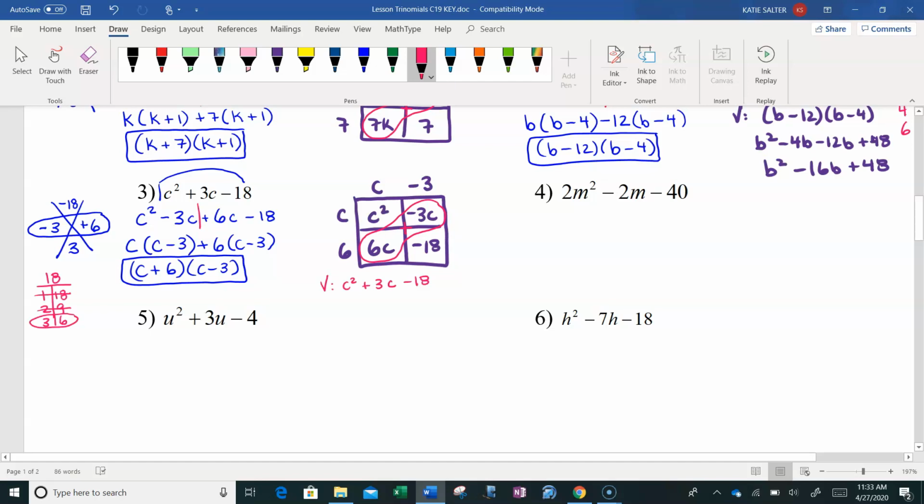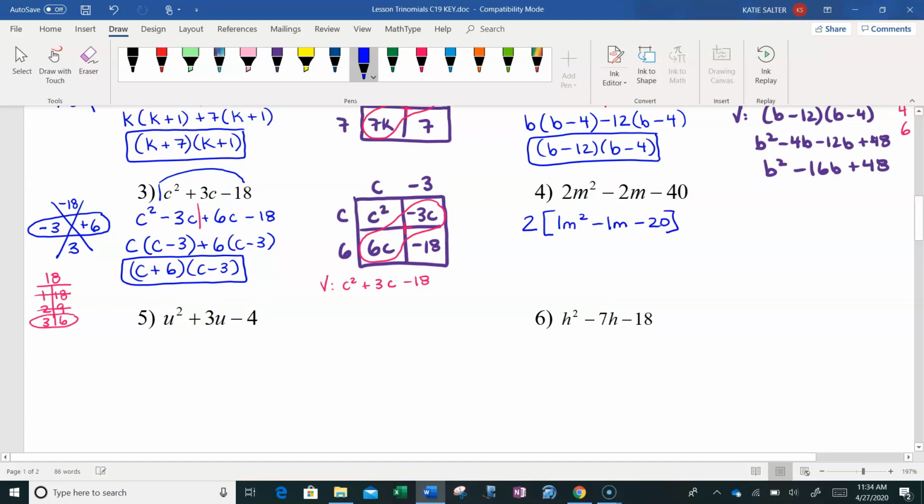Remember, the first step is we always want to check and see if we have a greatest common factor. It's easy to forget to do that because not all of them have them. But if you look at this one, do y'all notice how we have 2m squared minus 2m minus 40? All of those terms have 2 in common. So the very first step is to factor out that greatest common factor. So we're going to factor out that 2 in front. And then I'm just going to put a bracket to kind of separate this. So I'm going to divide each of these terms by 2. So that's going to be 1m squared minus 1m minus 20.